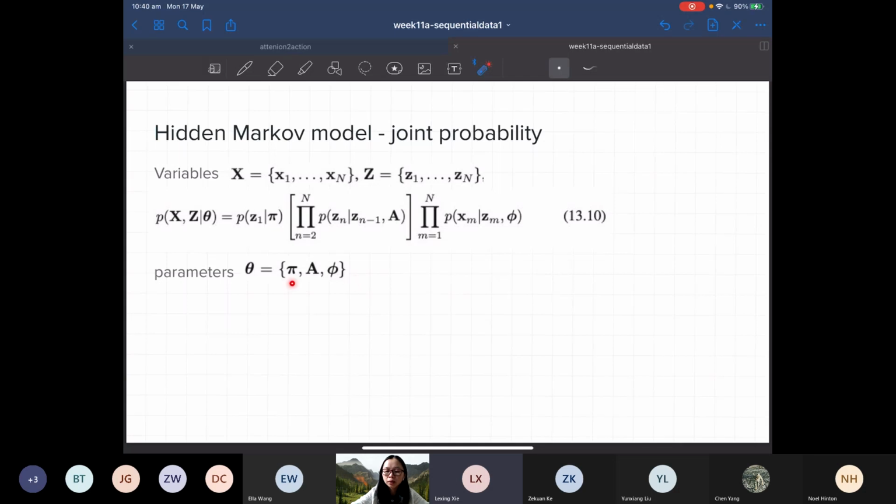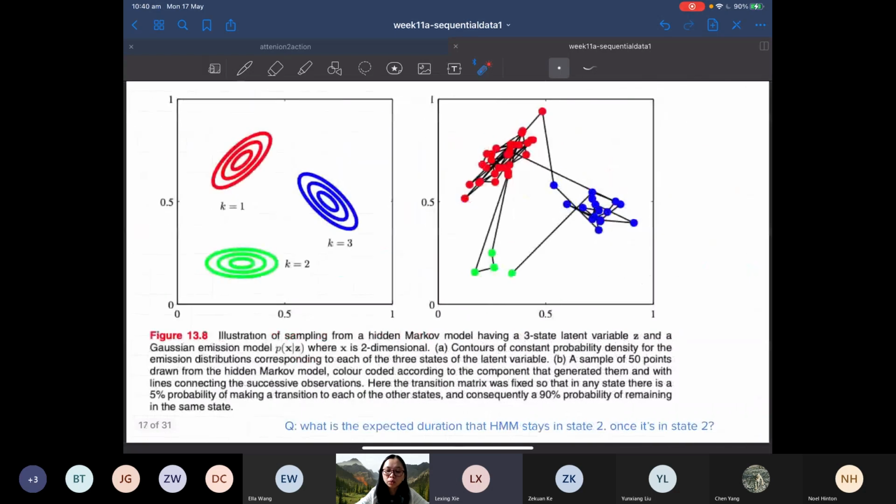The parameter set, denoted as big theta, essentially has 3 parts: the parameters for the prior, the parameters for the transition matrix A, and the parameters for the emission, which we call phi. It can be Gaussian or a table. So this picture makes it more concrete for us.